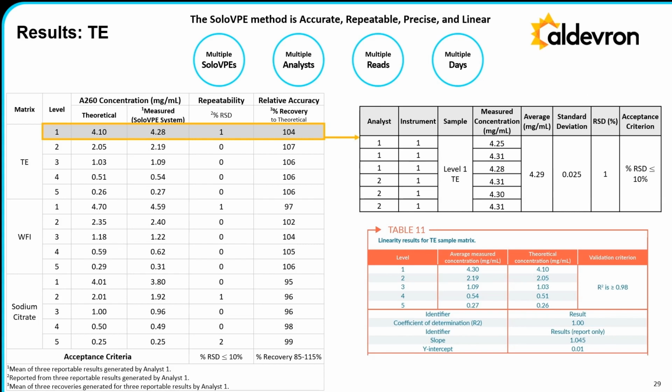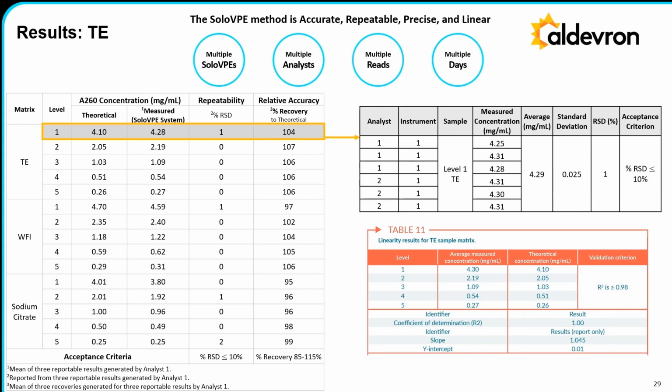We'll have the theoretical and the measured concentration in those columns for each level, and then we start to look at the validation parameters, repeatability and relative accuracy. Repeatability comes from those 3 separate reportable results, 3 analytical runs for each level completed by 1 analyst. Relative accuracy here is reported as the mean relative accuracy, so the mean of 3 recoveries from each of the 3 reportable results for analyst 1.